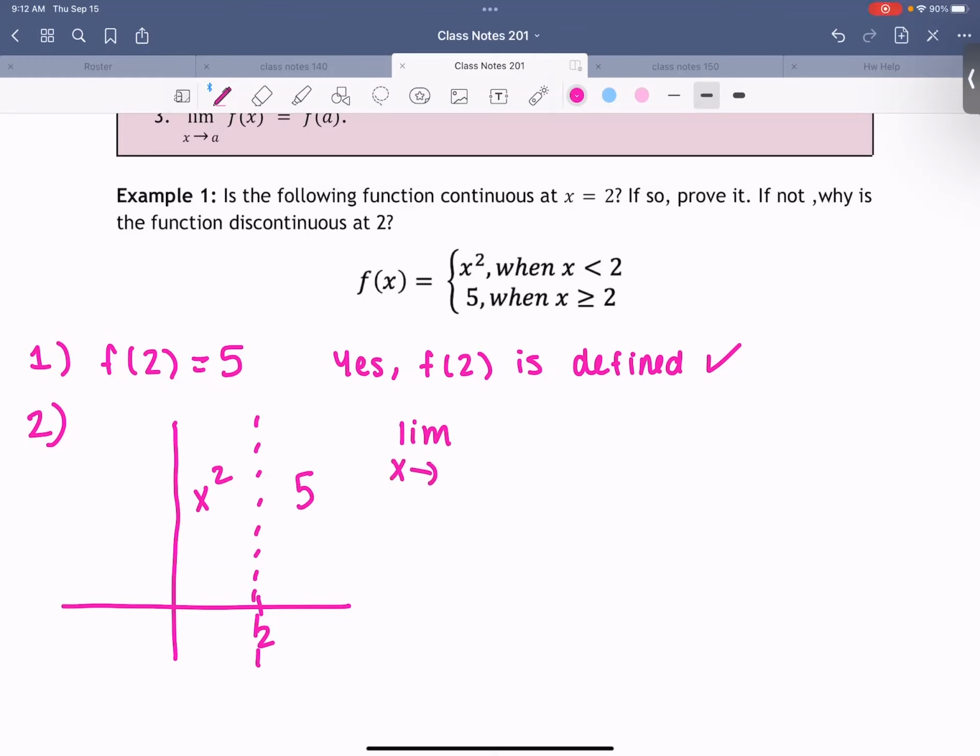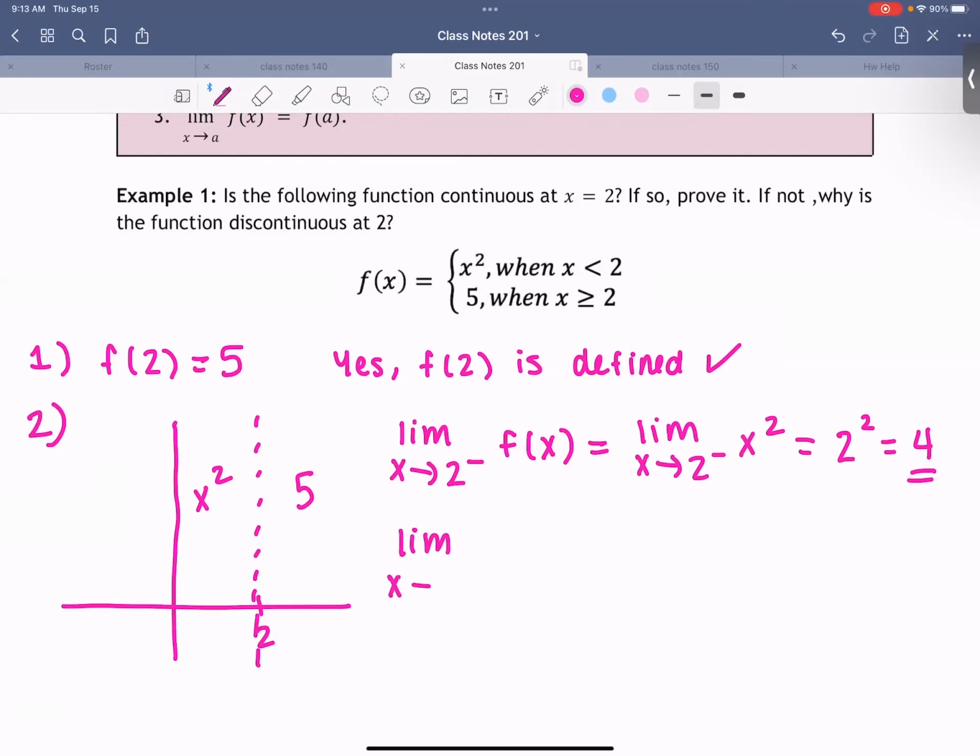So the limit as x approaches 2 from the left of our function. Are we going to focus on x squared here, or are we going to focus on 5? x squared, right? Because we're going from the left. So instead of writing f of x, why don't I just write x squared, which is what we're looking for, right? What is the limit as x approaches 2, either from the left or the right, of x squared? 4, right? You just plug it in. 2 squared is 4. So the limit as we go from the left of our function is 4.